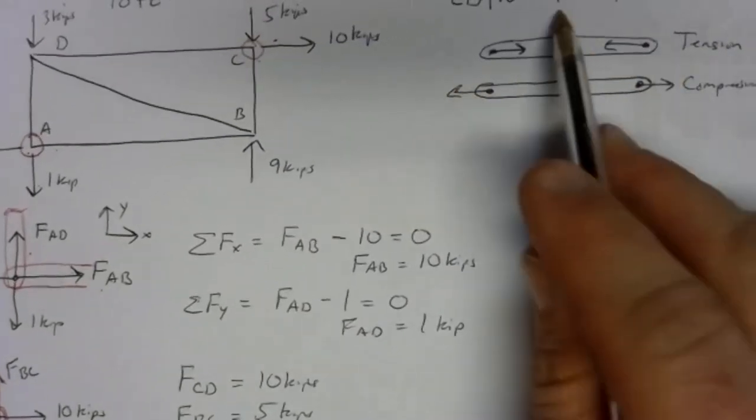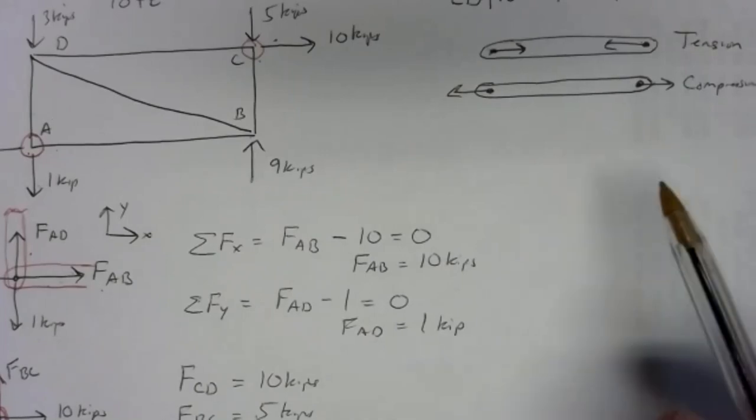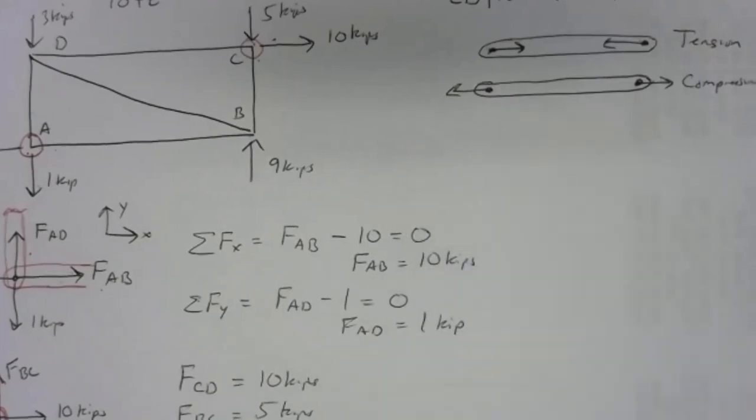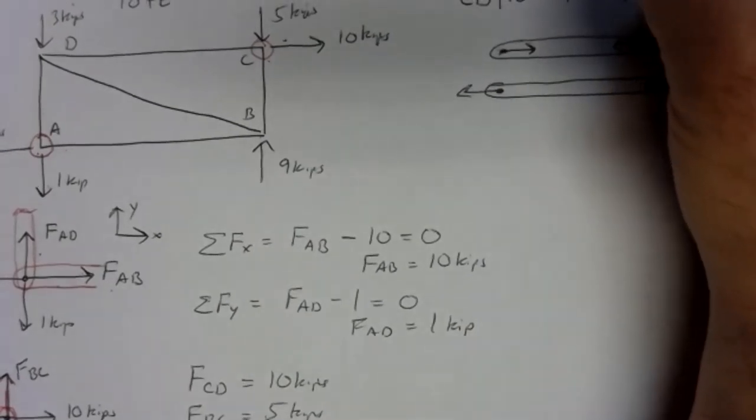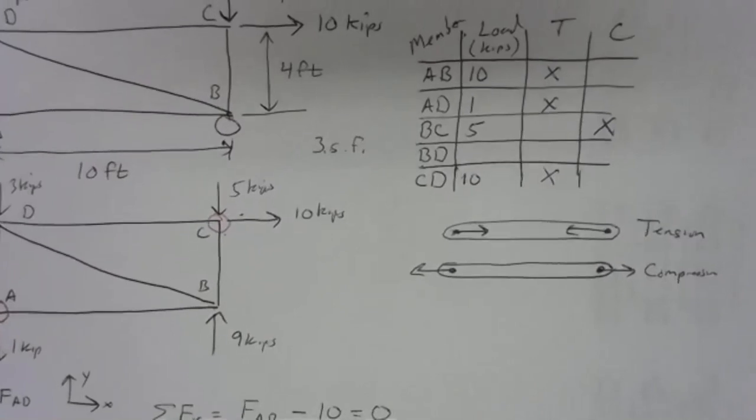Kind of looks like this end of the beam if I rotated everything 90 degrees. Compression. Member BC is in compression. So I'll check the compression box on that one.